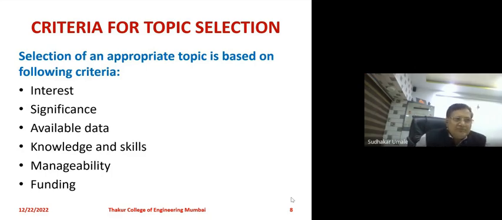So this interest depends on 2 criteria: professional interest and personal interest. Professional interest is related to the research area, and personal interest is your own area. Significance is very important. Can you conduct independent research? Independent research is very important because you are doing it alone.